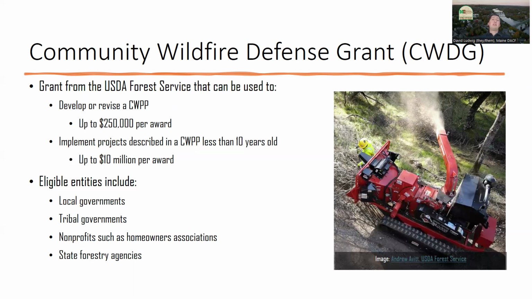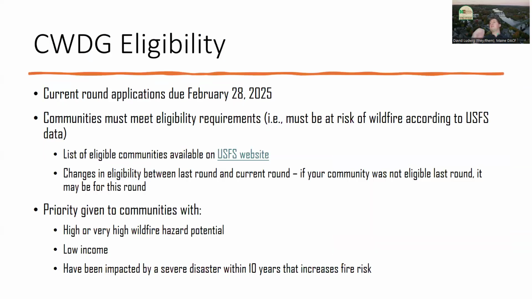Eligible entities that could apply would include local or tribal governments, nonprofits like lake or homeowners associations, and state forestry agencies. Next slide, please. The current applications are due February 28th, 2025, so you have a little bit of time. Communities need to meet certain baseline eligibility requirements, and that means that you have to be considered at risk of wildfire, according to the U.S. Forest Service. They maintain a list of eligible communities on their website. I've placed a link to that there.